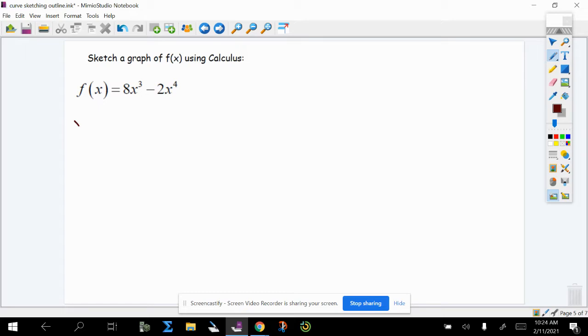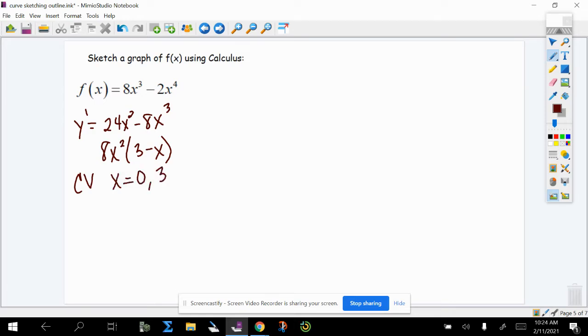So I'm going to start by finding my first derivative. So power out front, power 1 less. Same thing here, power out front, power 1 less. And then I'm going to pull out an 8x squared, giving me 3 minus x. And then I'm going to list my critical values. It is really important in this topic to organize your information because now you're finding multiple things and they have multiple meanings. So you want to keep everything straight.